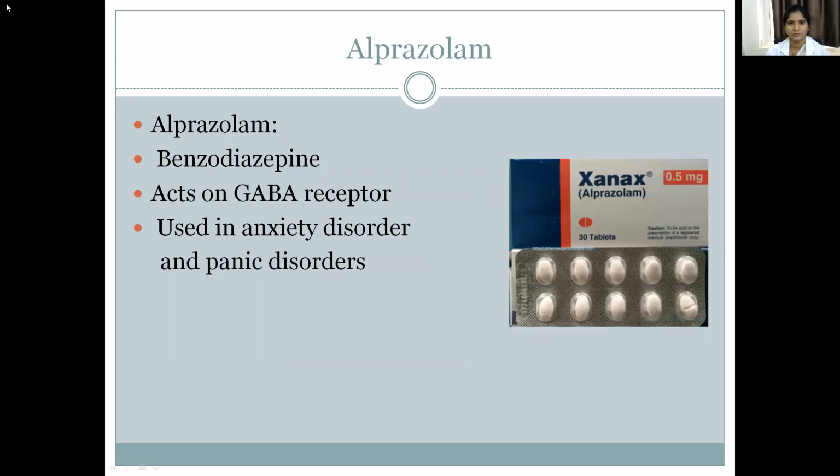Next, alprazolam. It is a benzodiazepine drug. See here, this is the drug alprazolam. This one we will keep for exams. Along with that, we will give questions like mechanism of action, what are the adverse effects, what are the indications, what are the other uses. You have to answer those. Alprazolam is a benzodiazepine. It acts on GABA receptors like diazepam. It is used in anxiety disorder and panic disorders.